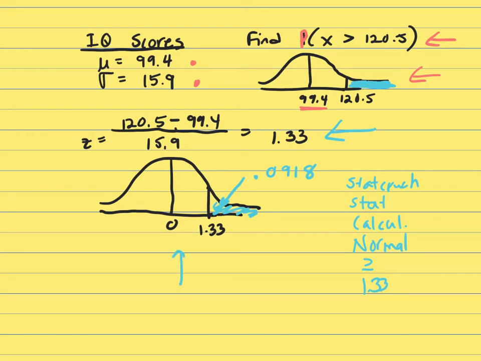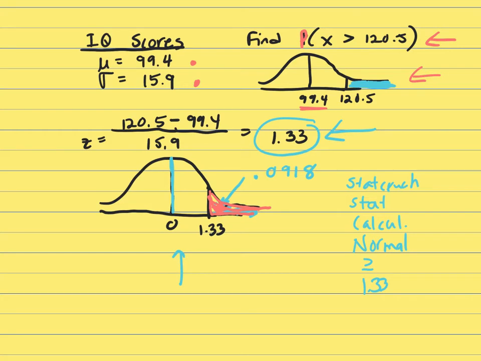This is a graph in terms of Z. We know the mean is 0. Once you standardize it, the mean is 0. And the Z was 1.33. And I need to find this probability underneath the curve, the area underneath the curve, what I'm shading in red.